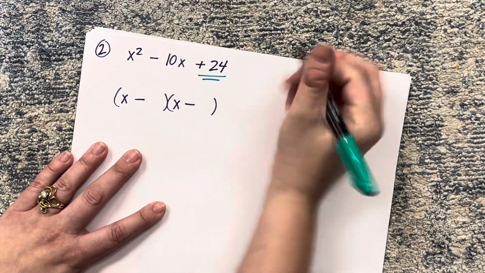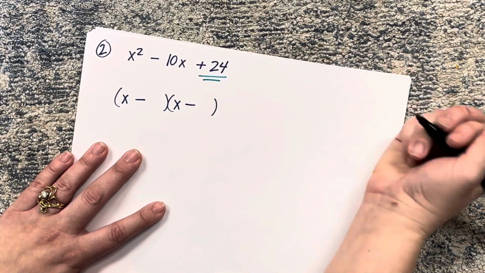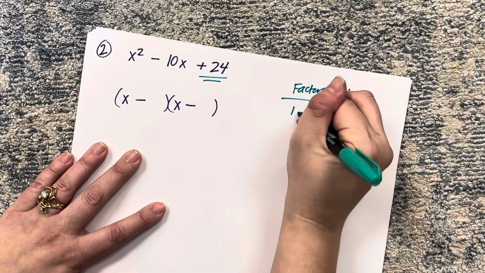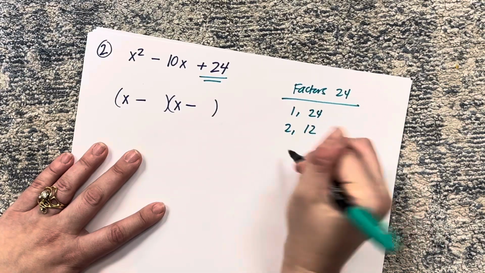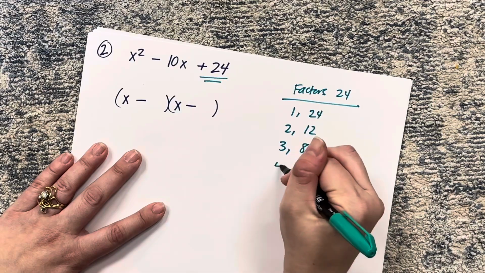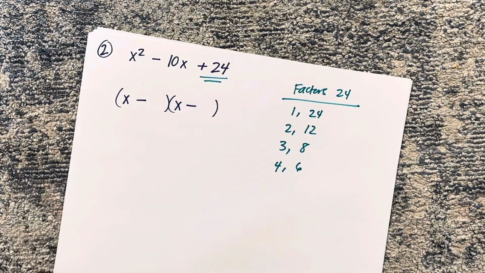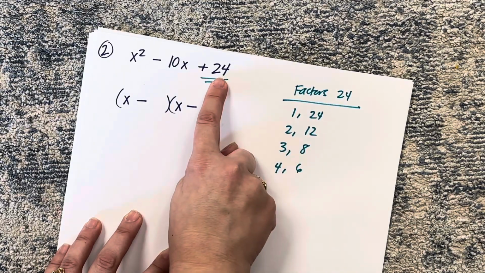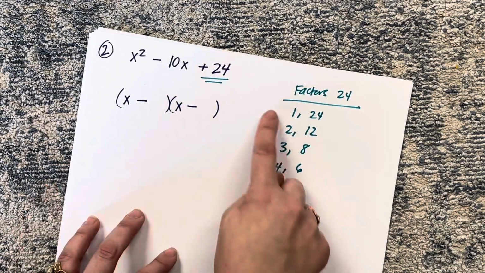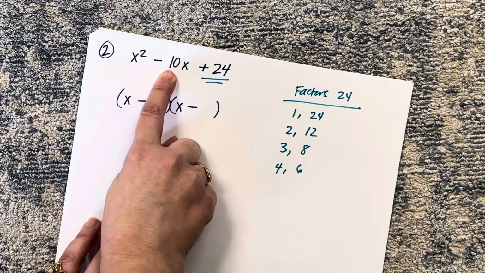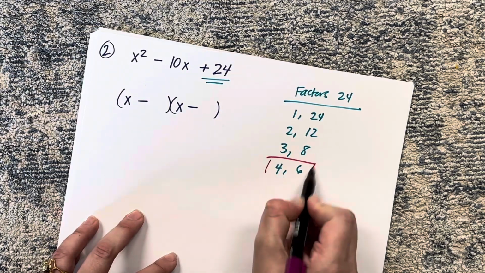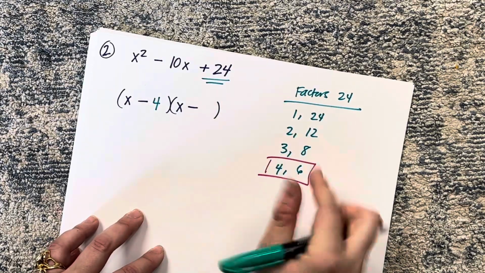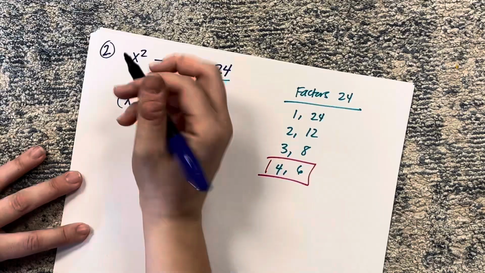So here's my C. I have 24 as my constant. So I'm going to look at factors of 24. I have 1 and 24, 2 and 12, 3 and 8, 4 and 6, and I'm done, okay? So all of these multiplied would give me that 24. But I need to figure out which two things added together give me that 10. And of course it's going to be 4 and 6. So I'm going to have x minus 4 times x minus 6. And this is our answer.